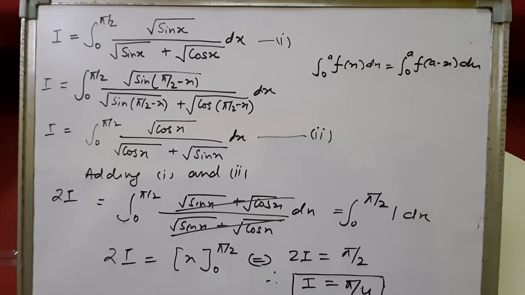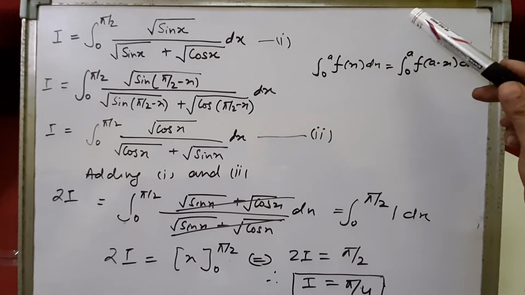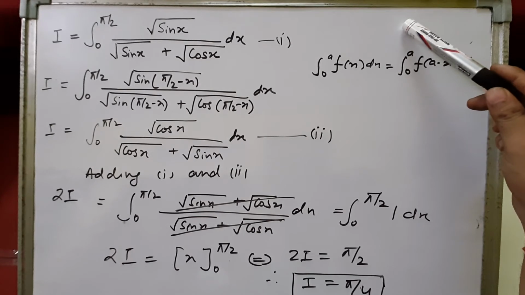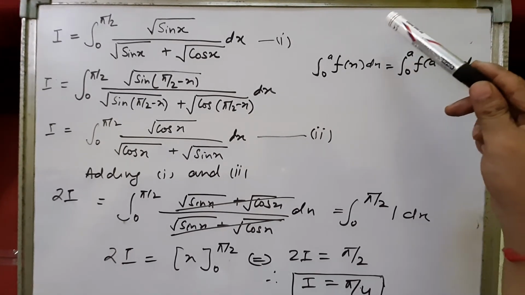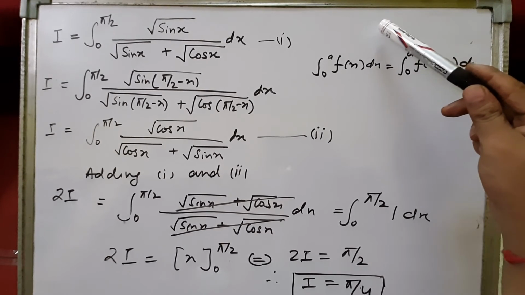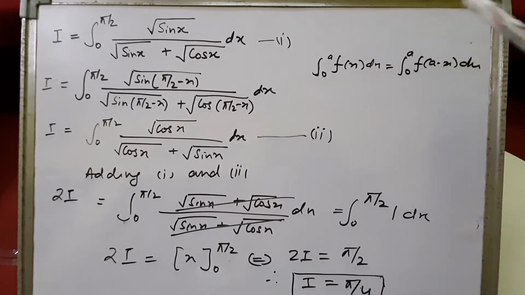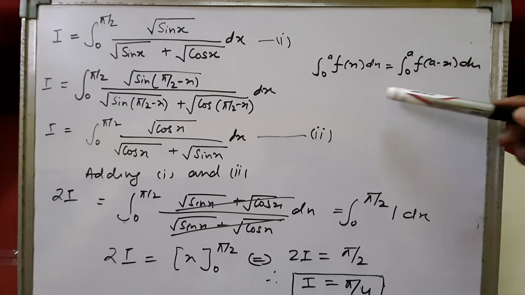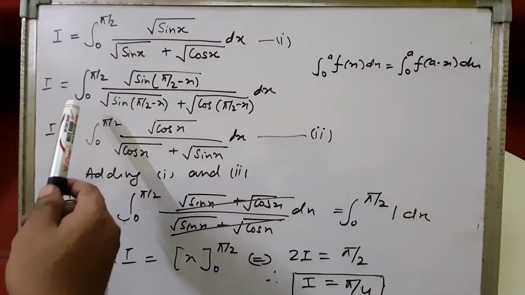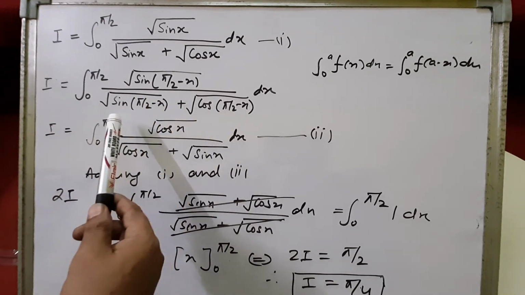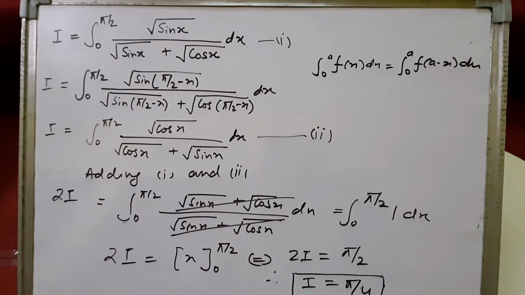Let's see another sum, children. Here we have to integrate 0 to pi by 2 root sin x upon root sin x plus root cos x. So what we have done, we have assumed that this whole integral is I, and applying the property 0 to a f x dx equals 0 to a f of a minus x dx, right? So when we do that, the value of I will become 0 to pi by 2 root sin of pi by 2 minus x upon root sin of pi by 2 minus x plus root cos of pi by 2 minus x.